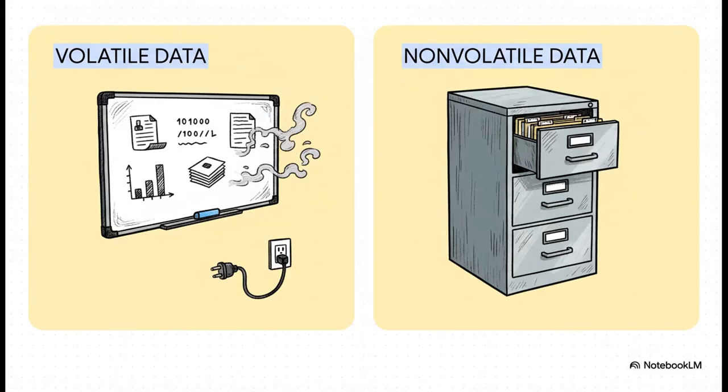Okay, so the very first challenge for any investigator is figuring out what kind of evidence they're even looking at. And it really boils down to two main types. First, you've got volatile data. Think of this like a whiteboard. It's what's happening on the computer right now. It's all in the live memory. But the second you pull the plug, poof, it's all gone, forever.